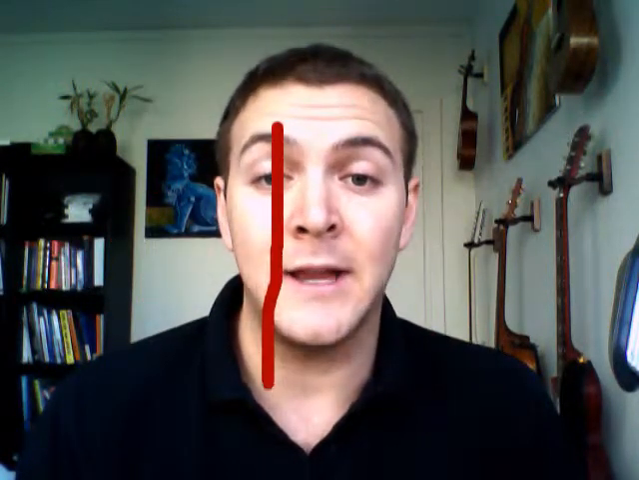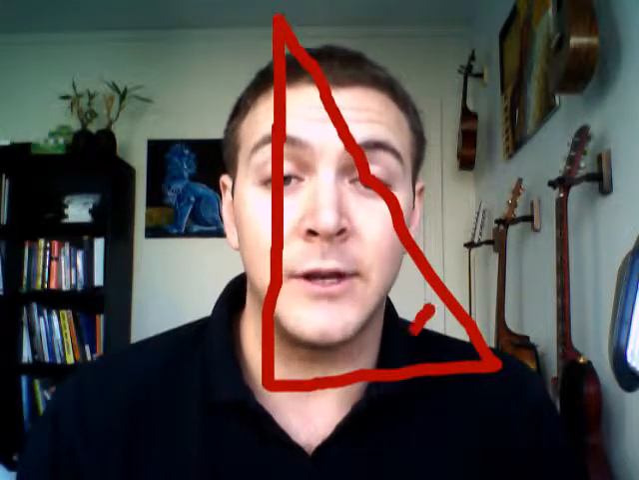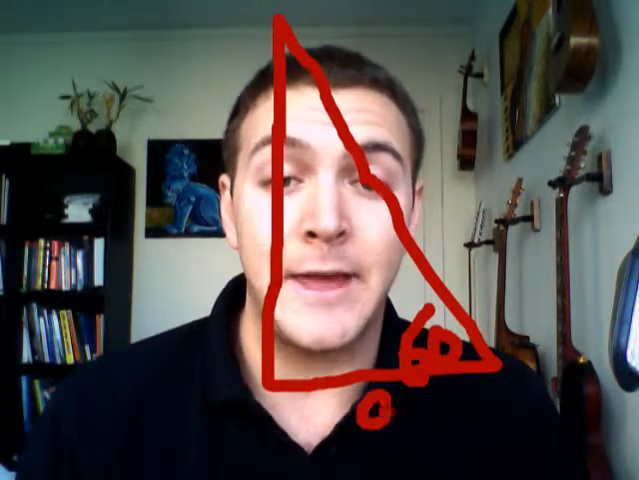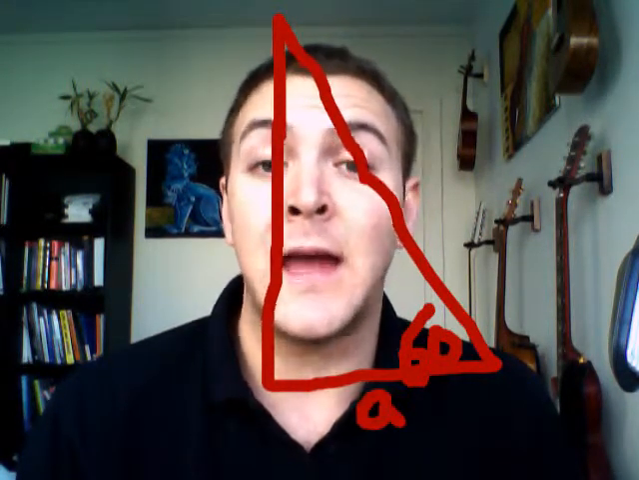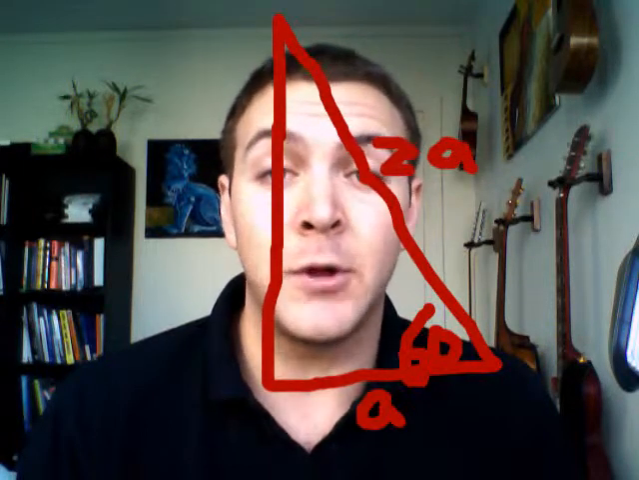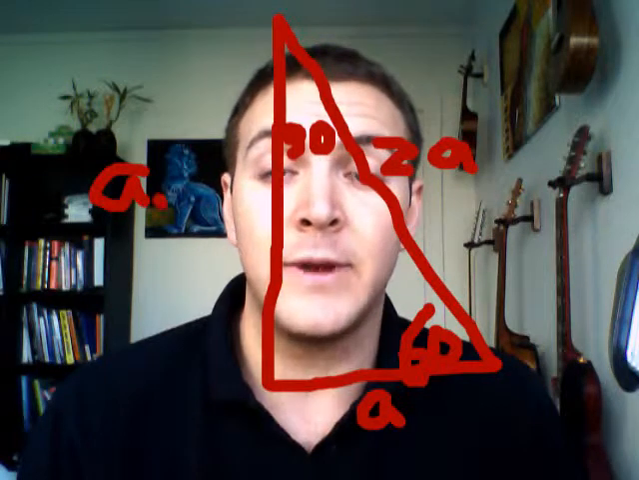So once you realize that, let's look at a 30, 60, 90 individually. When you have a 30, 60, 90 triangle, there are certain rules that always apply. Now, the side closest to 60 is A. The side that is the hypotenuse is 2A. And this part, the part closest to 30, is always A root 3.